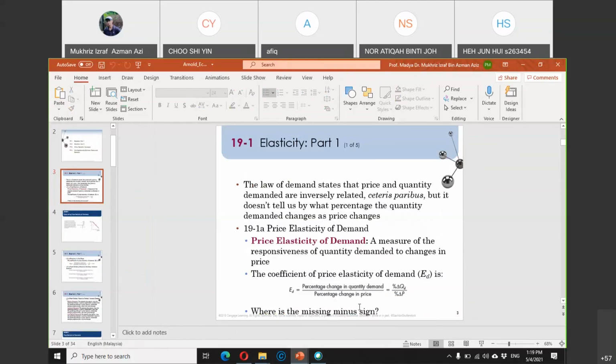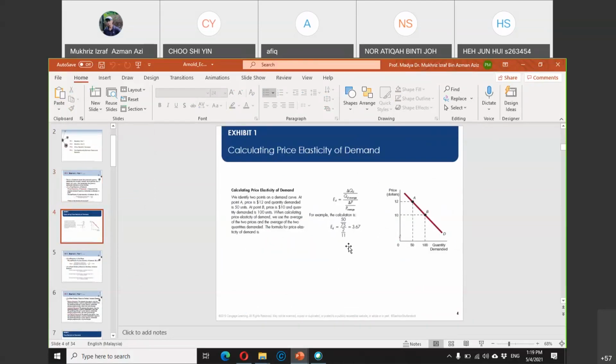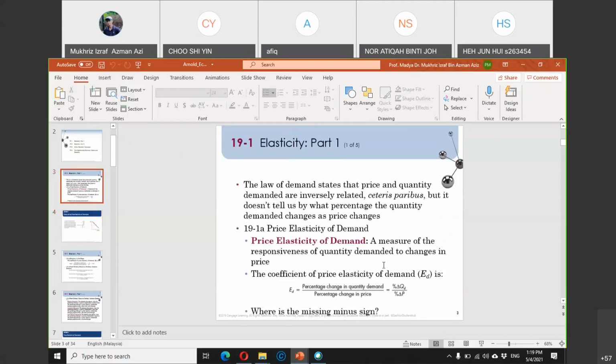But we don't really look at the negative sign when we want to interpret. We just focus on the absolute value. The negative sign is just to illustrate the inverse or negative relationship between price and quantity. Because the demand curve is downward sloping, when price increases, quantity falls, and vice versa. That's why whenever you calculate elasticity of demand, the negative sign is just to show the negative relationship between P and Q. So the general formula is percentage change in quantity demanded divided by percentage change in price.